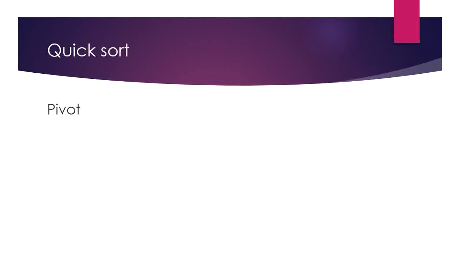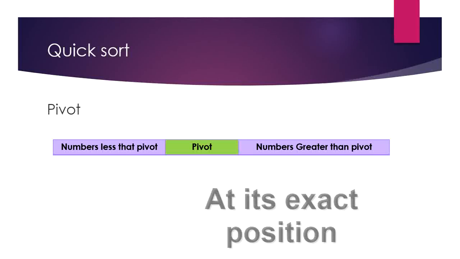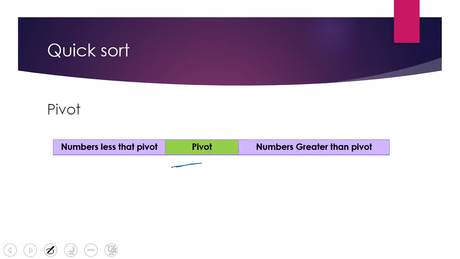Here the hero of our quicksort is the pivot element. So what is a pivot element? A pivot element is any value from the given array, whether it is the first value, the last value, or any random value from the given input. After every pass, we place the pivot element exactly where it has to be. How exactly where it has to be?